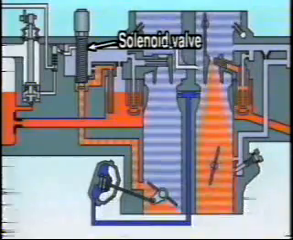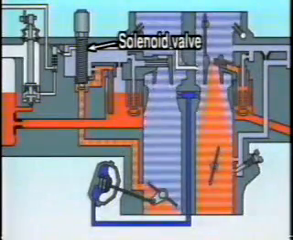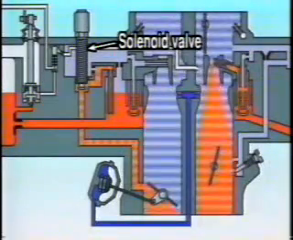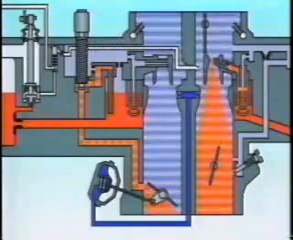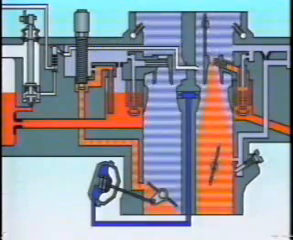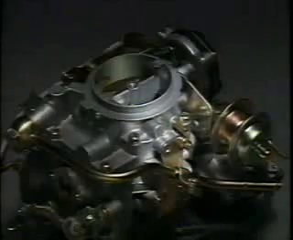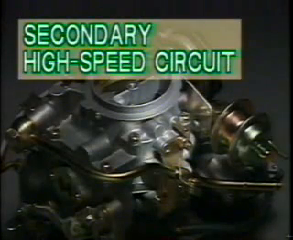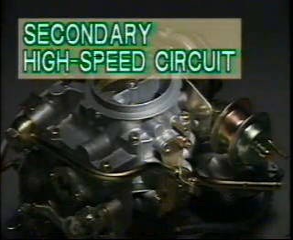The secondary low-speed circuit, like the primary low-speed circuit, uses a solenoid, so that when the ignition switch is off, the route is closed off. Now let's move on to the secondary high-speed circuit.